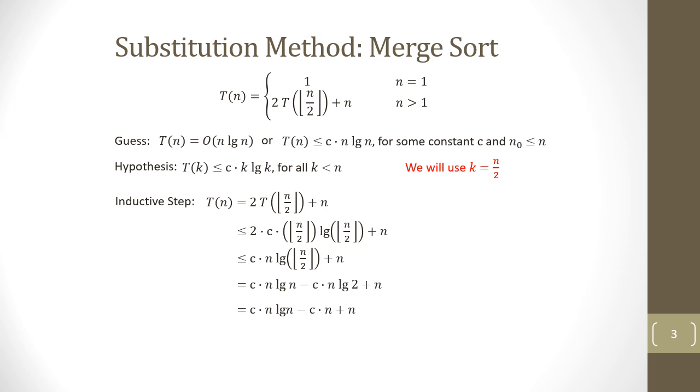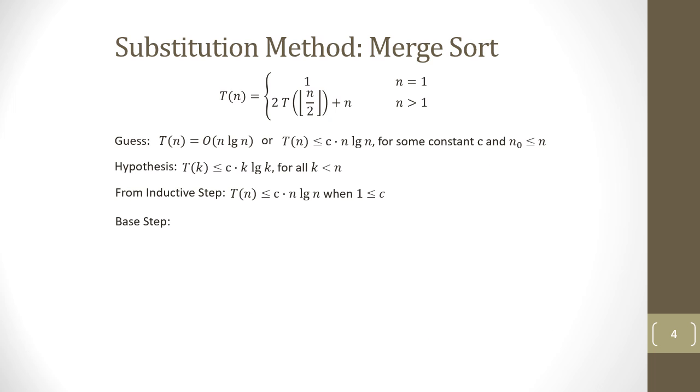We want to prove that the result we got from the hypothesis in the inductive step is less than or equal to the guessed solution, which is c n log n. This would be true when the minus c n plus n term is less than or equal to 0. If we solve for that, if c is greater than or equal to 1, then this condition is satisfied. Hence, our guess on the upper bound of merge sort, which is n log n, is correct.